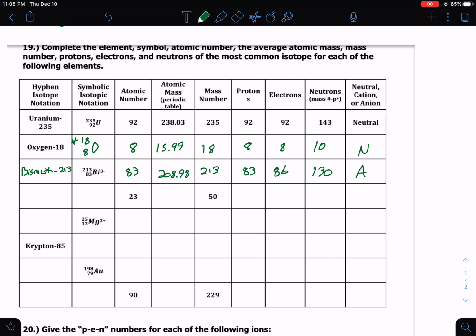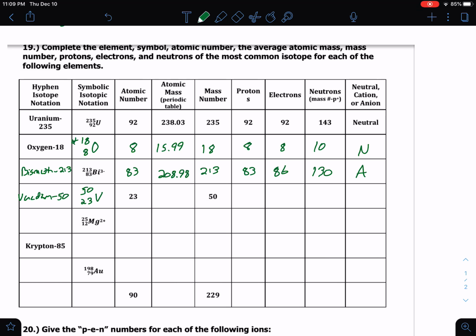Okay, the atomic number 23. If you look up 23 on the periodic table, that is going to be vanadium. So vanadium dash, and my mass number is 50, which is what they gave me. My abbreviation for vanadium is just V. My mass number goes on top, so that's a 50. My atomic number goes on bottom, so that's a 23 right there. Do not worry about charge. We would give you a charge, so you do not need to create a charge for yourself.